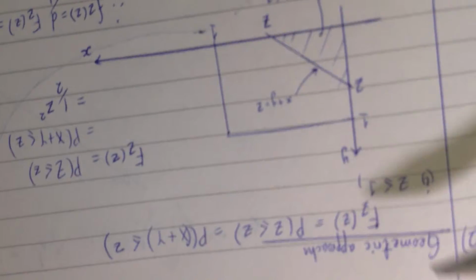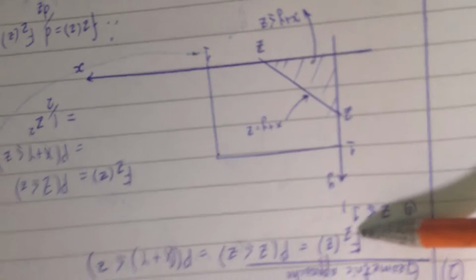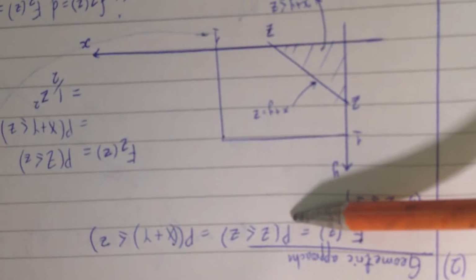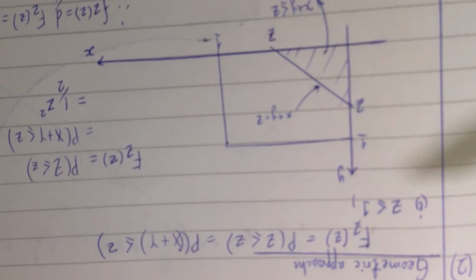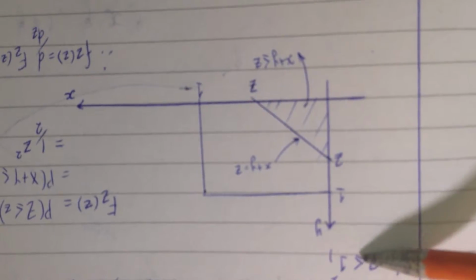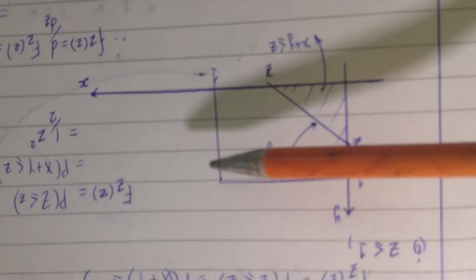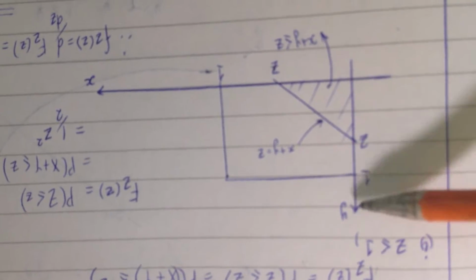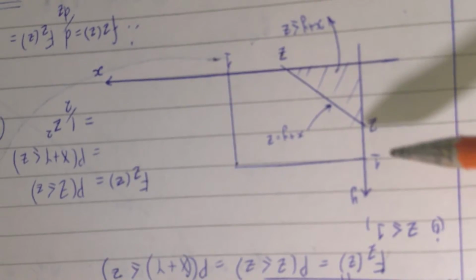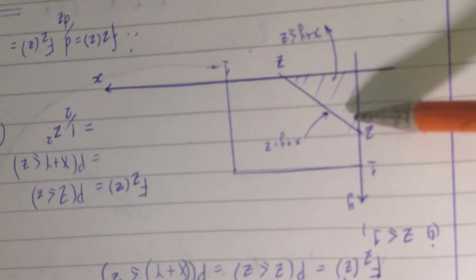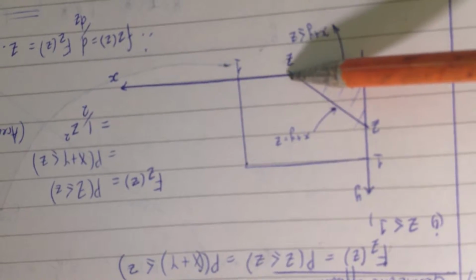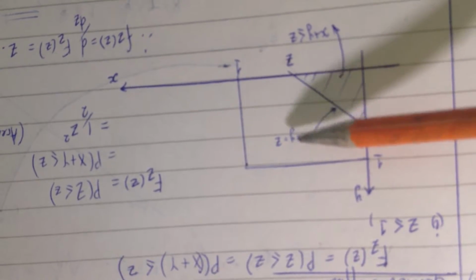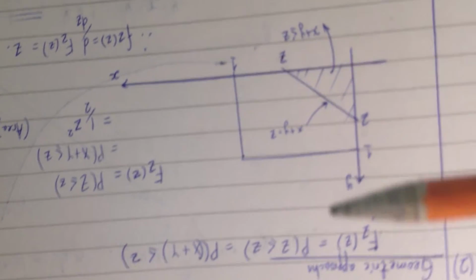For the geometric approach, we know that the CDF of z is given by this formula, the probability that Z is less than z, which is the probability that x plus y is less than z. Now for the first region, if z is less than 1, we know that it will be contained in this square of y to 1 and x to 1, because z will always be less than 1. So we have this line here, x plus y is equal to z, with this being z when y is 0 and y being z when x is 0.